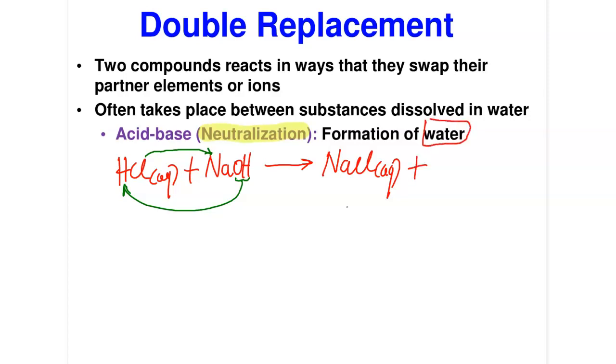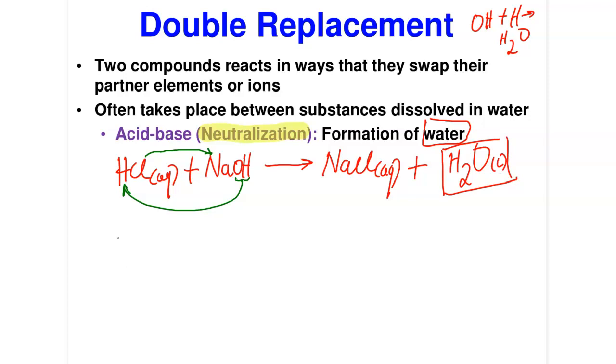Plus, when H combines with OH, if one OH combines with H, what do you form? You just form H2O. That's the water. So that is the source of that water. Every acid-base reaction, no matter the acid, no matter the base, must result in the formation of water. And this water is pure, liquid water. So this is a good reaction.